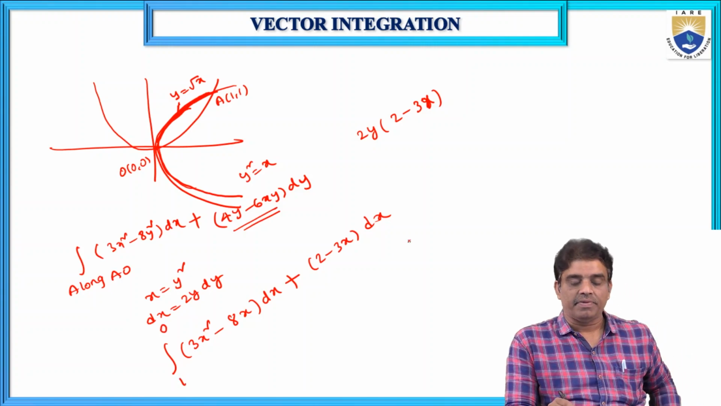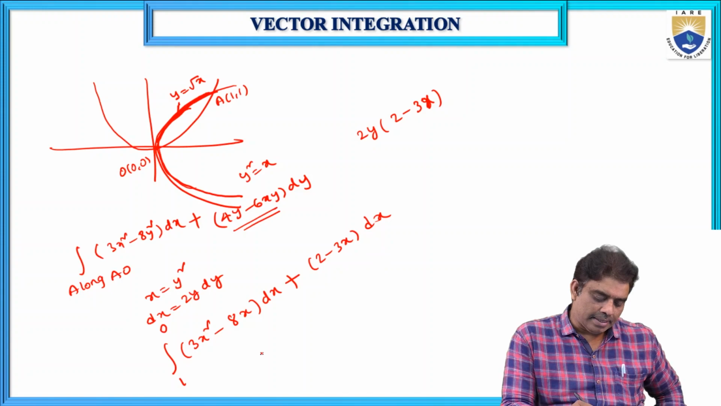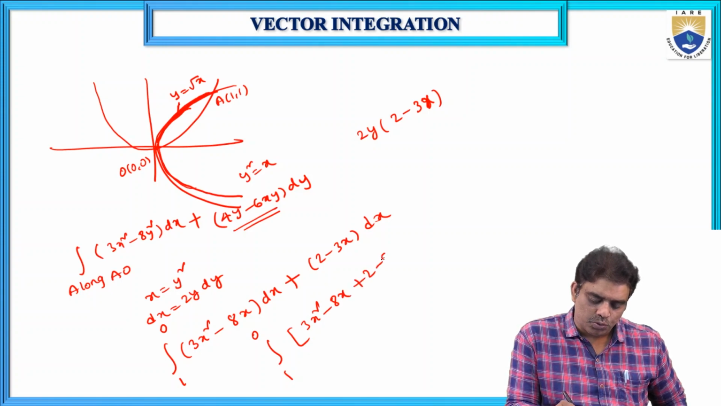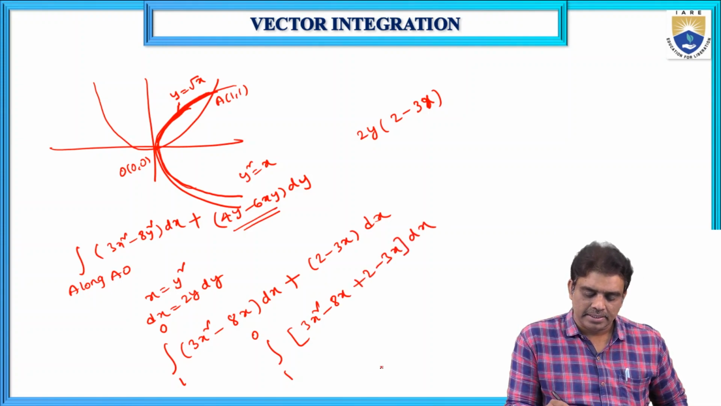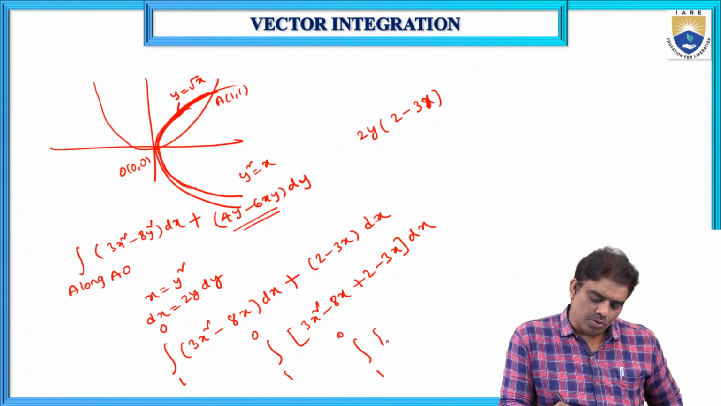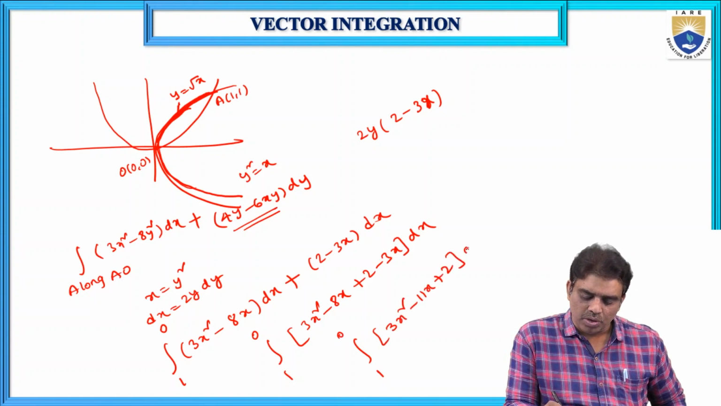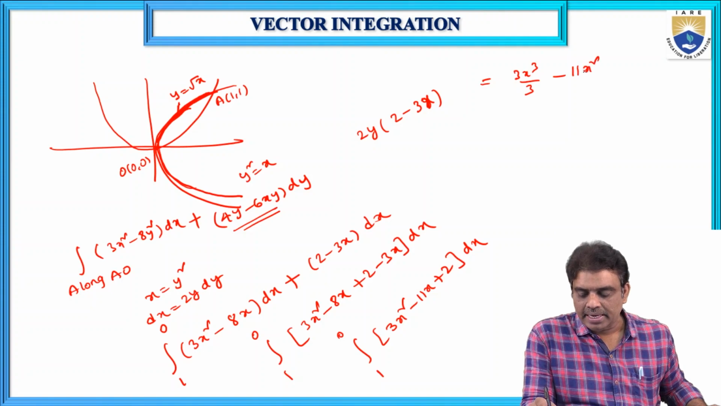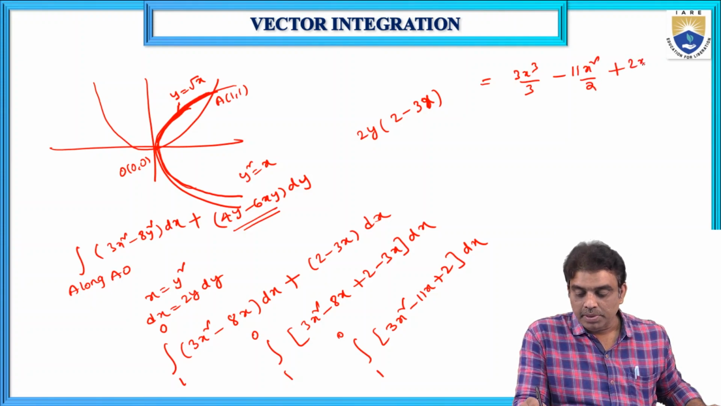So the entire function changed into x terms. This is integral 1 to 0, 3x square minus 8x plus 2 minus 3x of dx. Or integral 1 to 0, 3x square minus 11x plus 2 of dx. So I'm integrating 3x cubed by 3 minus 11x square by 2 plus 2x between 1 and 0.